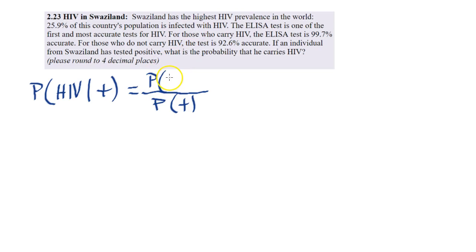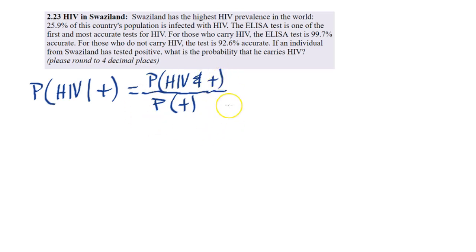So now we don't only want to look at HIV, because we know that they're testing positive. So we want to know the probability of HIV and positive, because we know that they tested positive based on the problem. We're conditioning. We know that they're positive. What is the probability of HIV? So the numerator is HIV and positive, and we're dividing by the probability of positive, because that's everyone, because we know that they're positive. Okay, so that's what we're trying to find.